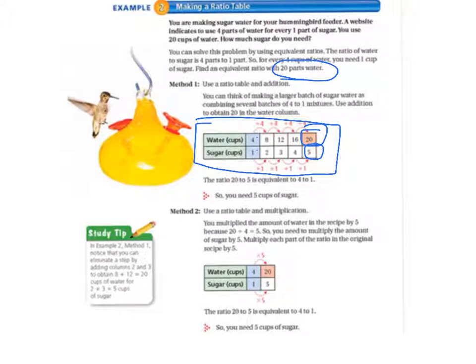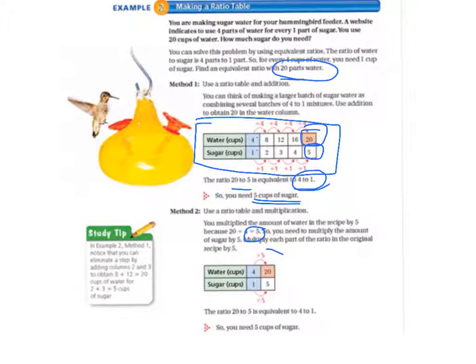The ratio 20 to 5 is equivalent to 4 to 1. So we need 5 cups of sugar. Method 2, we can use a ratio table and multiplication. So we multiplied the amount of water in the recipe by 5 because 20 divided by 4 equals 5. So we need to multiply the amount of sugar by 5.